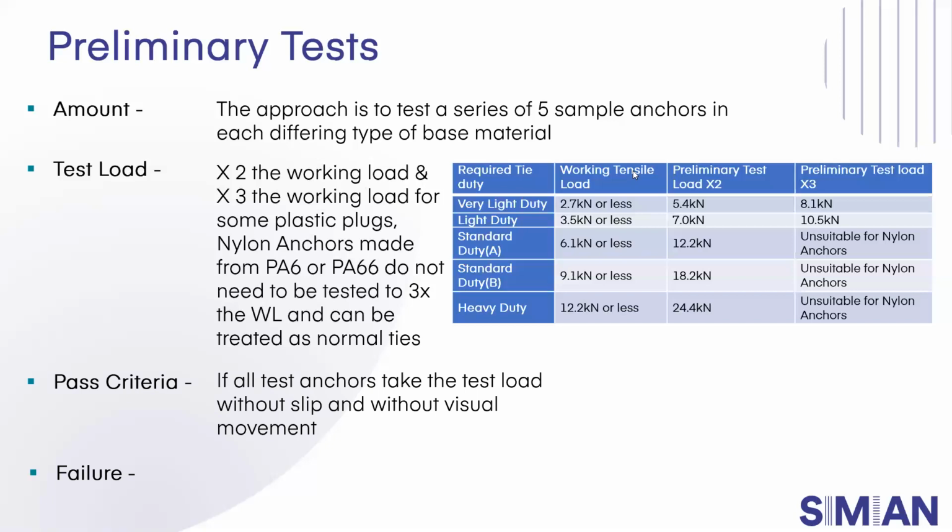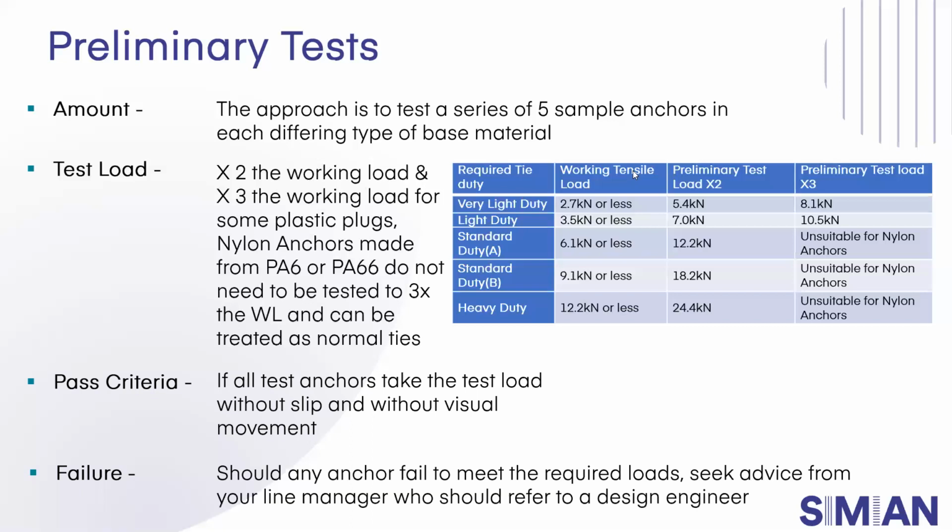Failure: if you're applying your test load and that anchor starts to fly at the wall, or it won't sustain that load that you've applied with your test machine, there is some calculation that you can do, which is recorded in more detail within TG419. Our advice would be, if you're unsure, refer that back to your line manager, and I would suggest that gets discussed with a design engineer who can provide you further guidance for that. Okay, so that's prelim tests or preliminary tests.